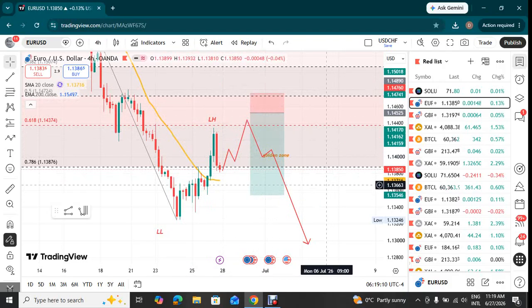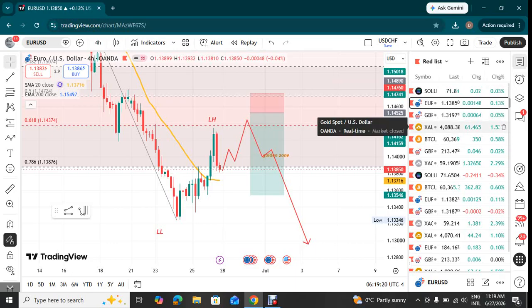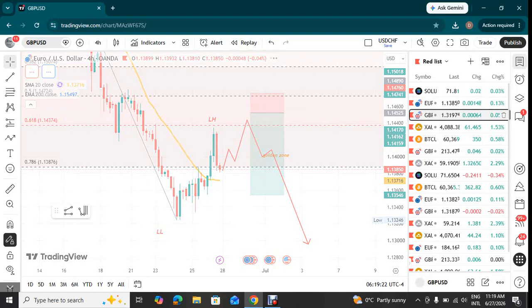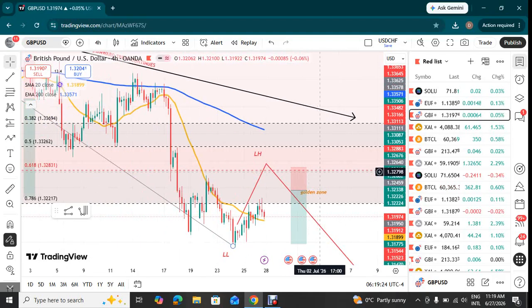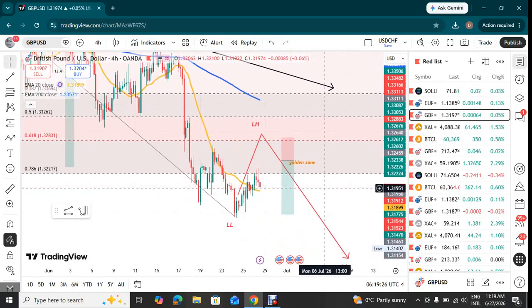All right, so that's that for EU. Remember, GBP USD and EU work hand in hand. If EU is going up, GU is going up. If EU is going down, GU is going down. So we are to expect the same scenario here.